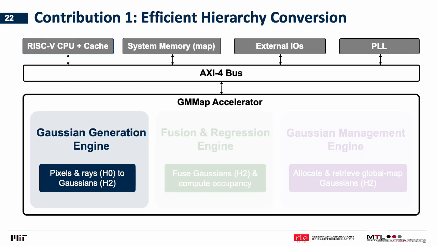Thank you, Peter, for the introduction. Now let's start with contribution 1. Contribution 1 is related to the Gaussian generation engine. This engine converts pixels and rays at H0 into Gaussians at H2.